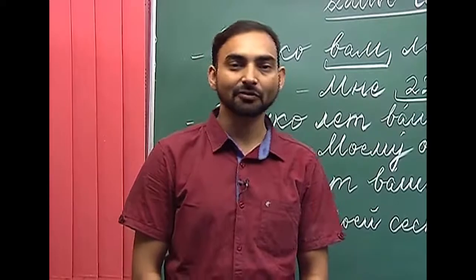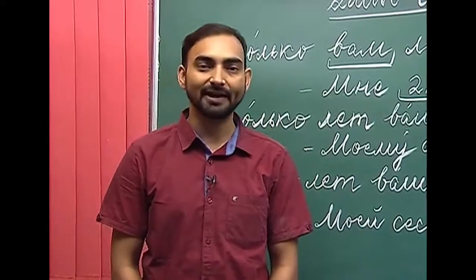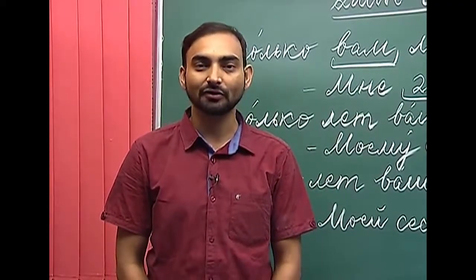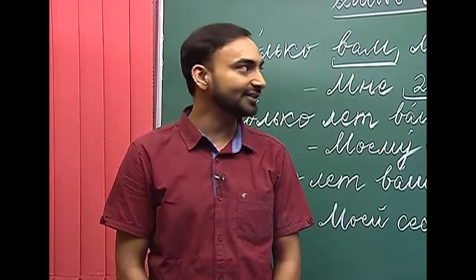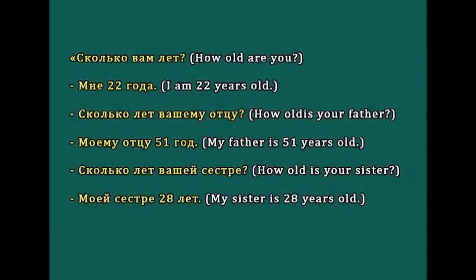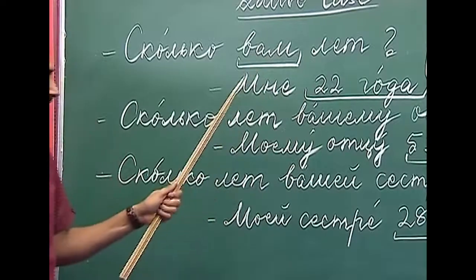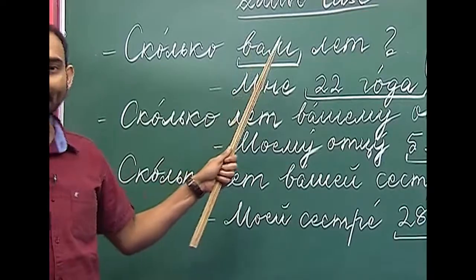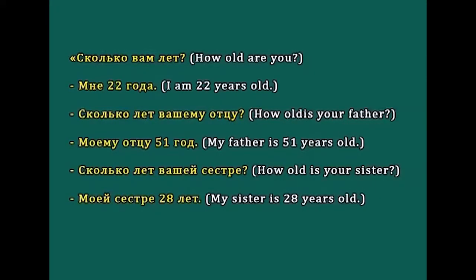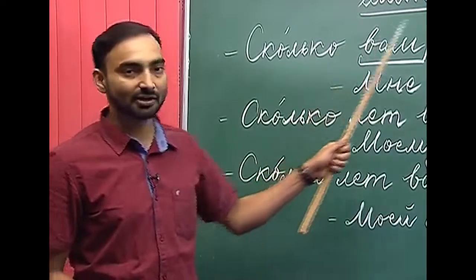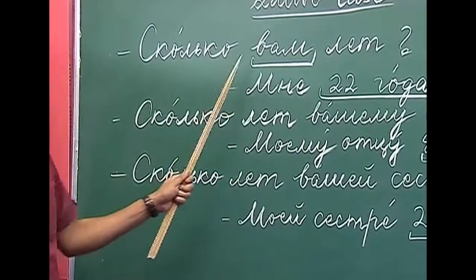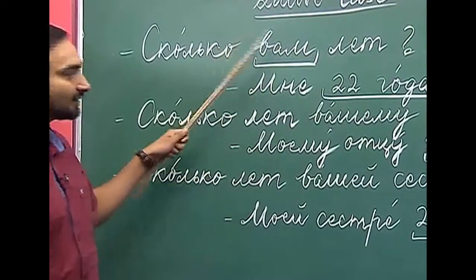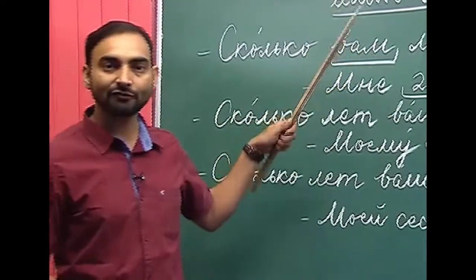Now, we will learn about the expression "skolka vam let". How old are you? This is how we ask someone about his or her age. As you can see, this "vam" is in the dative case. Whenever you ask someone about his or her age, we use this construction. If you want to use a noun here, again this noun will be in the dative case.